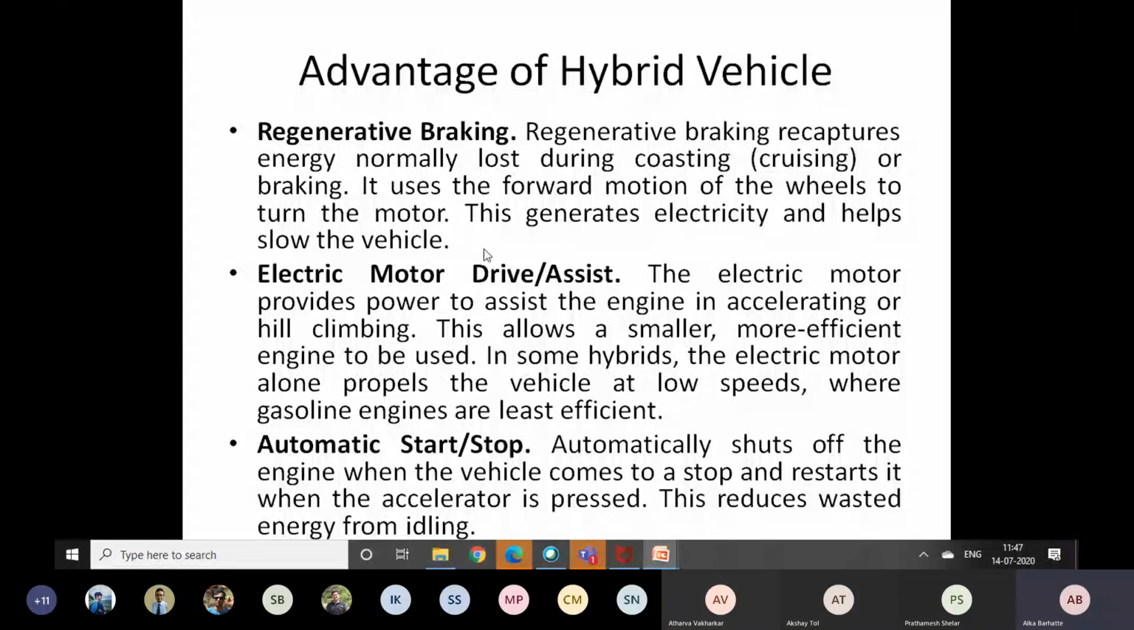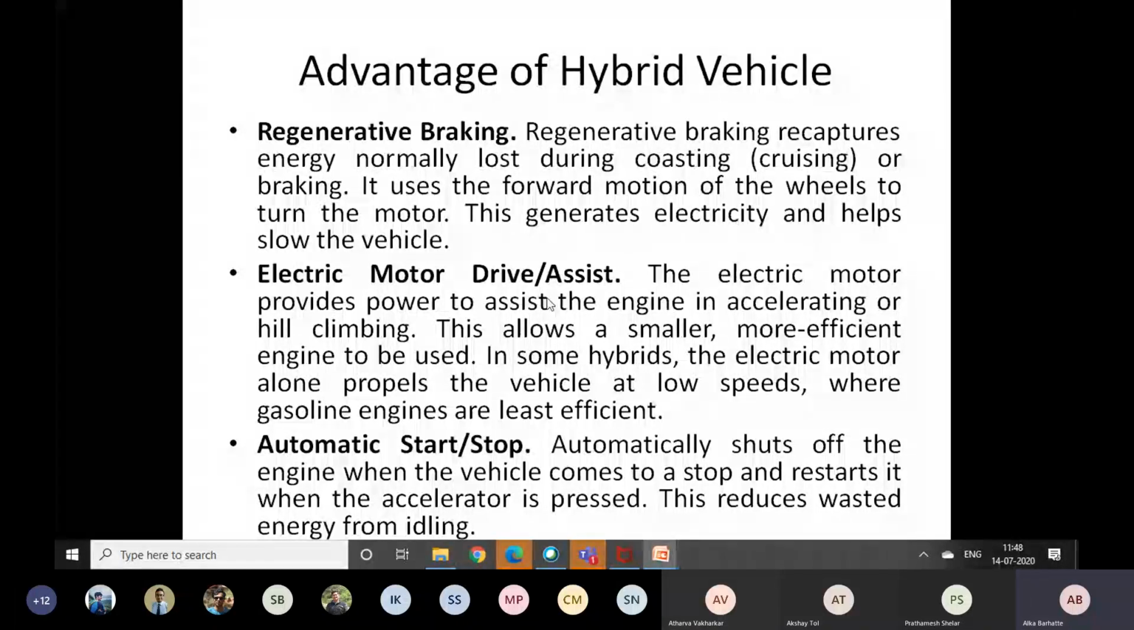Sometimes, not only in cruising but whenever you are braking your vehicle, most of the engine power will be lost. So instead of just wasting that power, it can be utilized to charge the vehicle batteries. Next, electric motor drive and assist.